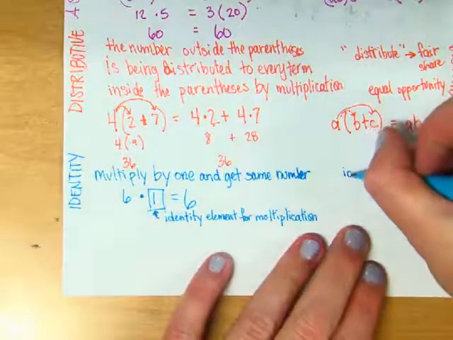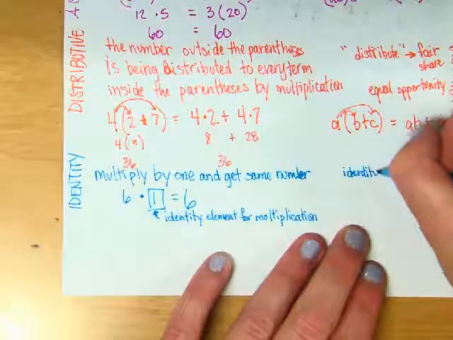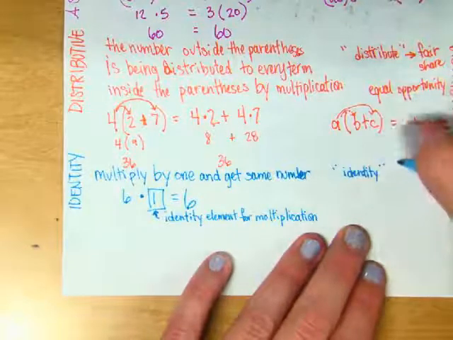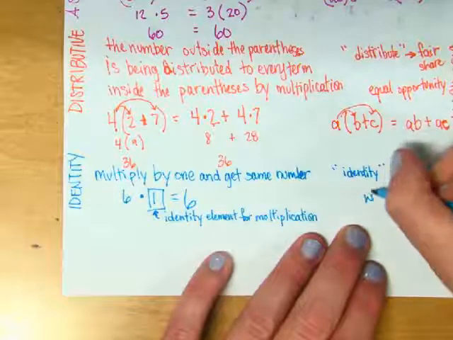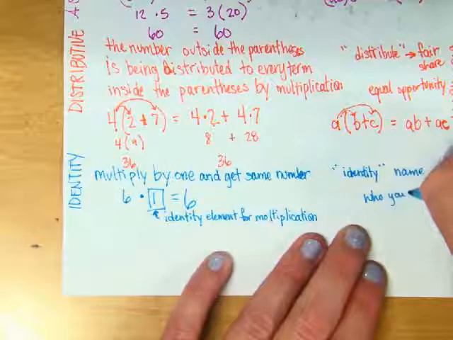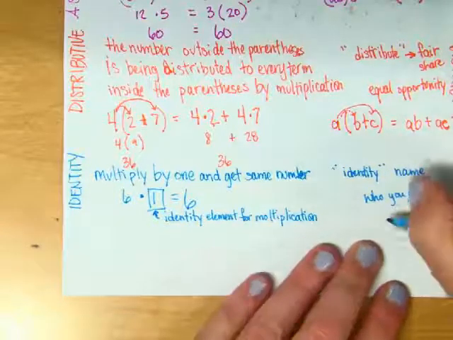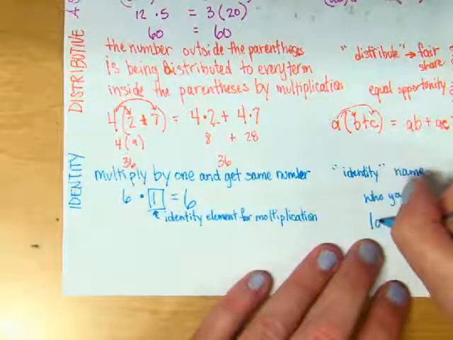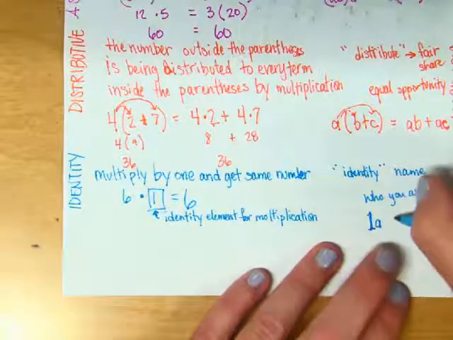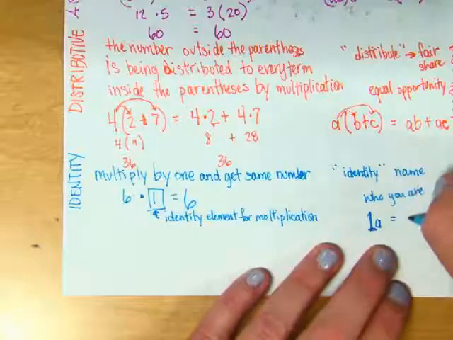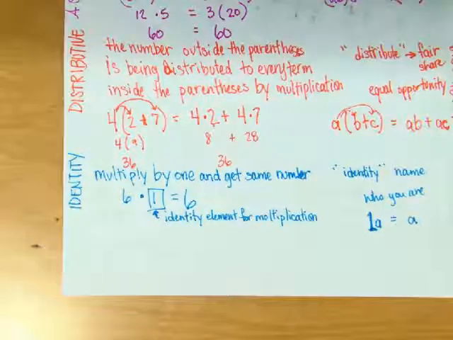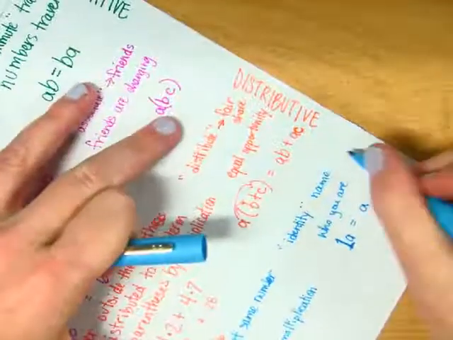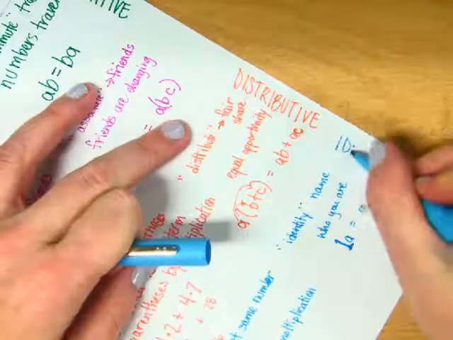So your identity is who you are. It's your name. And it's who the number is. So that's saying if we multiply 1, the number 1, times any number, we're still going to get that same number. That is identity for multiplication.